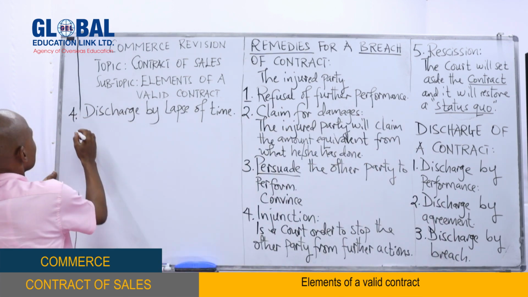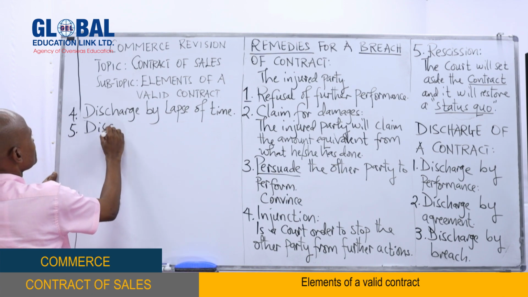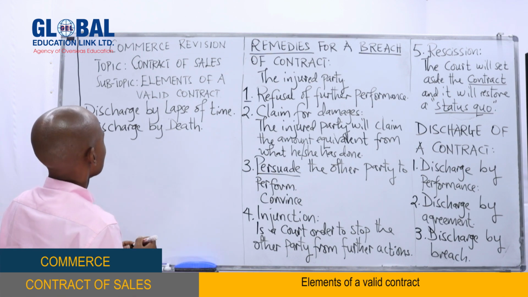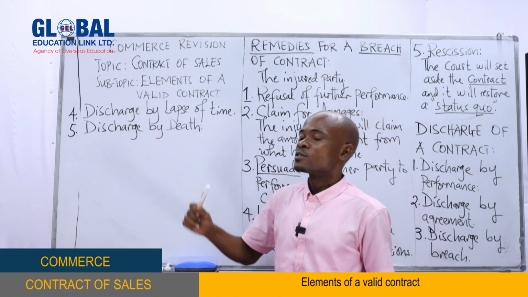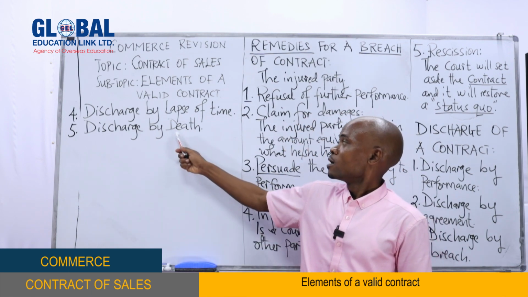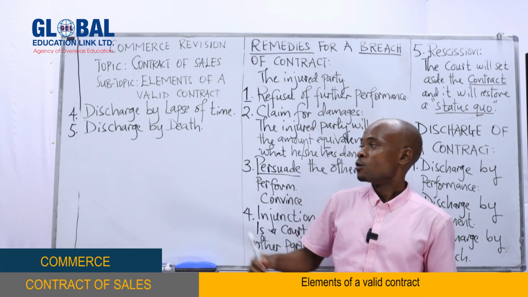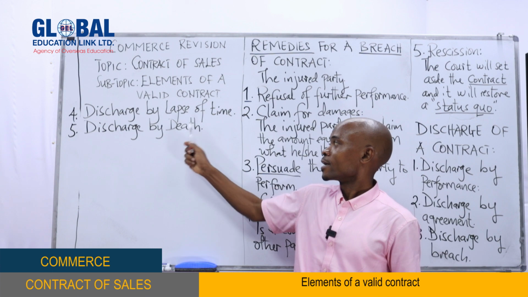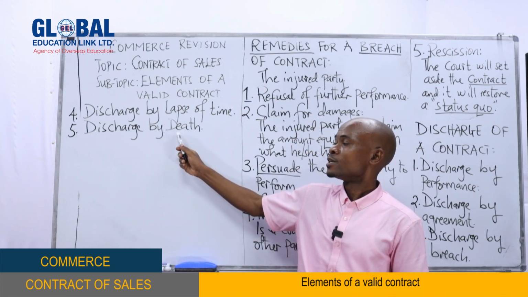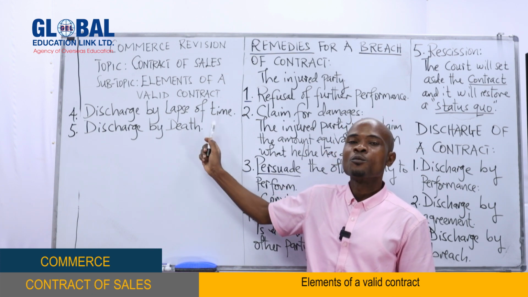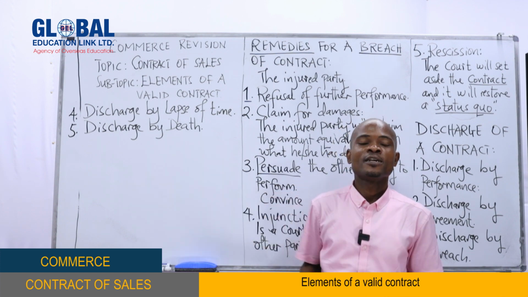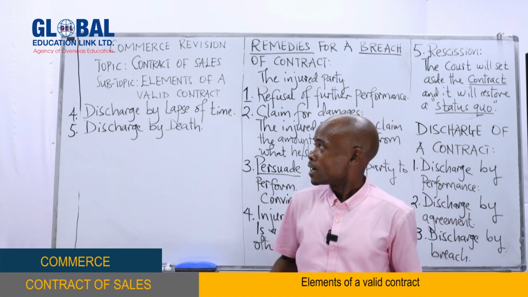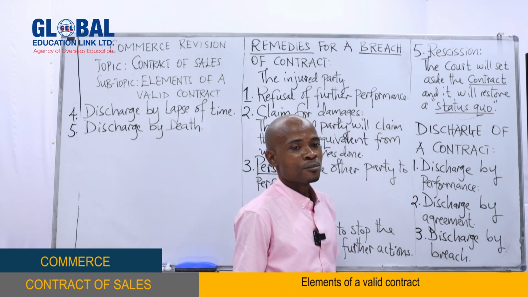And the last one is discharge by death. Discharge by death. This means that if one of the parties has died, this will automatically make the contract come to an end. Why? Because there is going to be no performance or no fulfillment of obligations from the other side. So when the other side has passed away, obviously the contract will come to an end. So these are various ways which will make a contract come to an end.